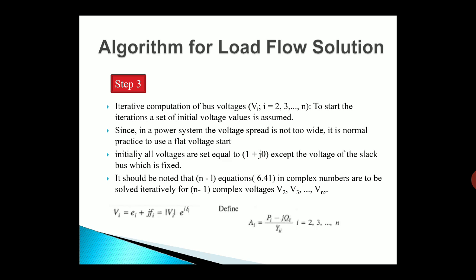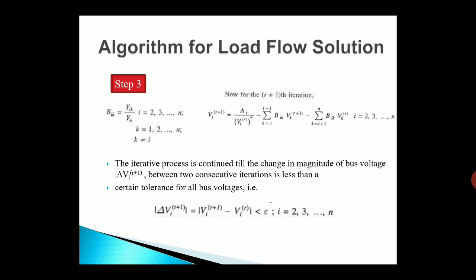So rather than finding the entire equation together, we find Ai first. Ai is a part of that equation, and similarly Bi is another part of the equation, so that the equation can be simplified in the form given on the left hand side and right hand side. The iterative process is continued till the change in the magnitude of the bus voltage, delta Vi at iteration r plus 1, between two consecutive iterations is less than a certain tolerance.